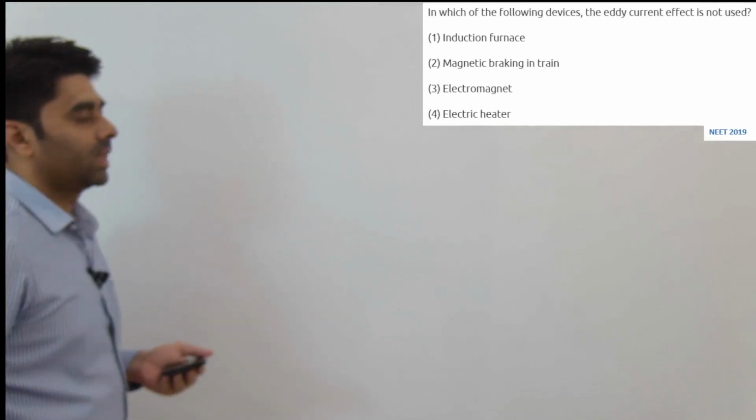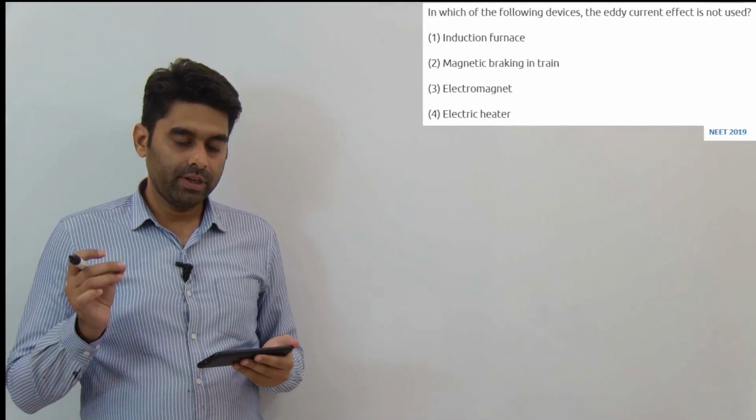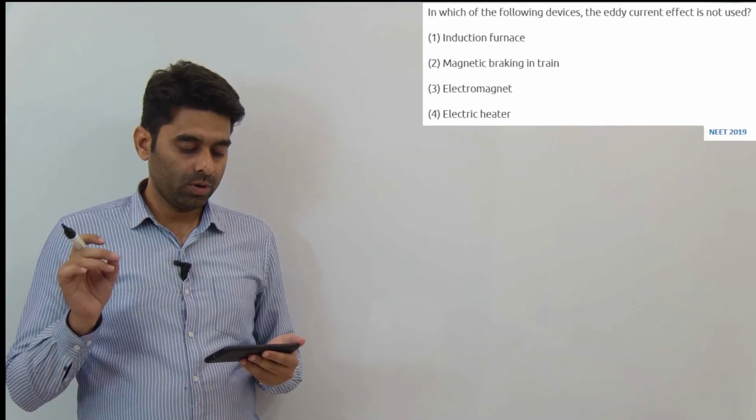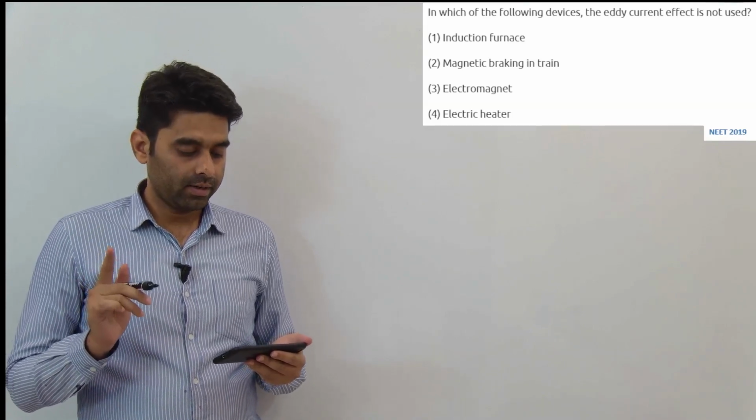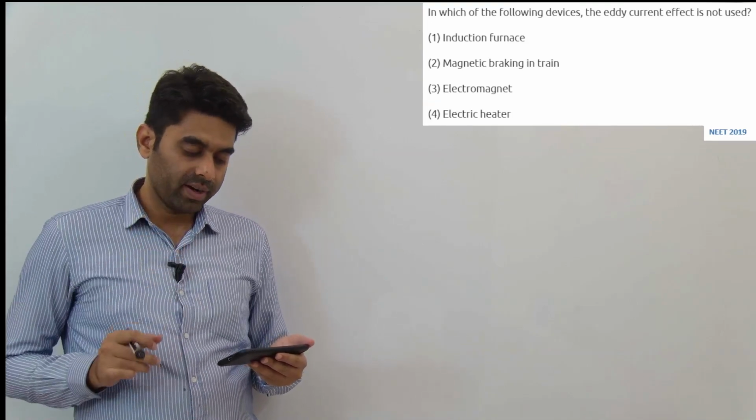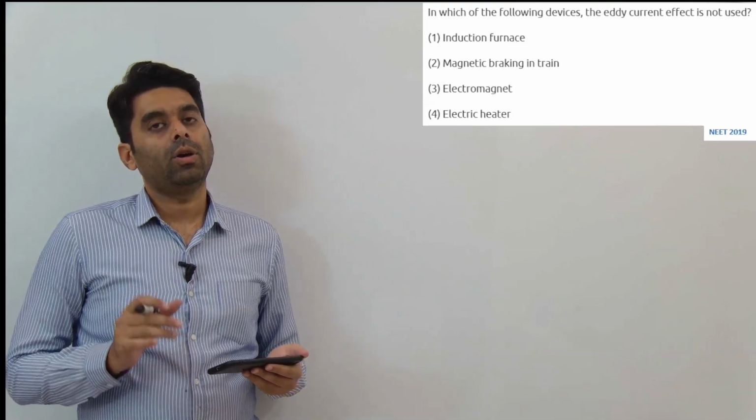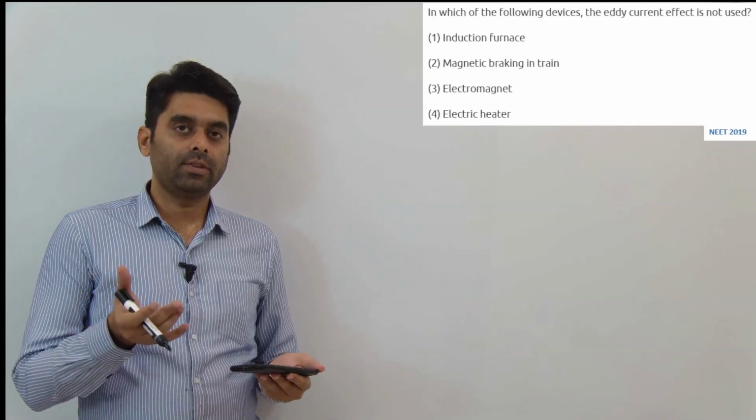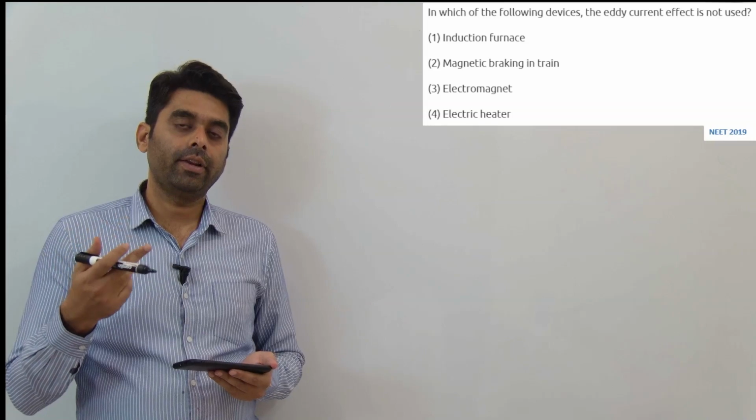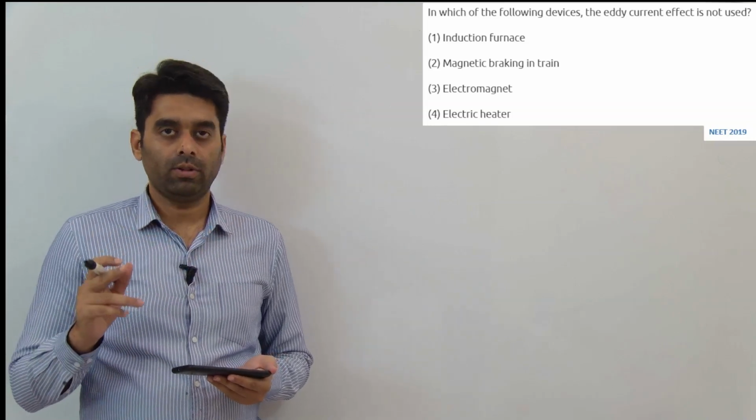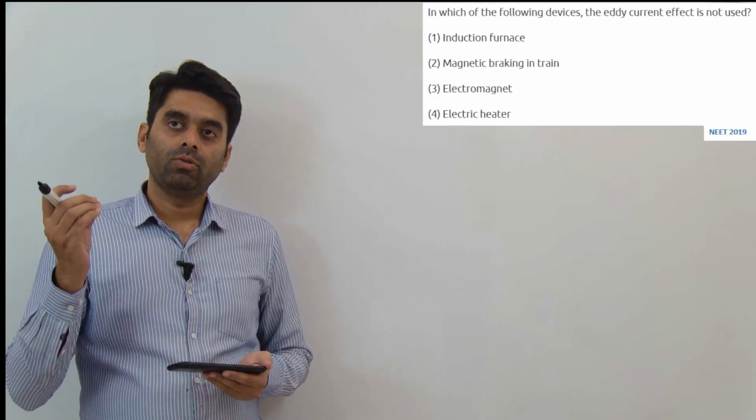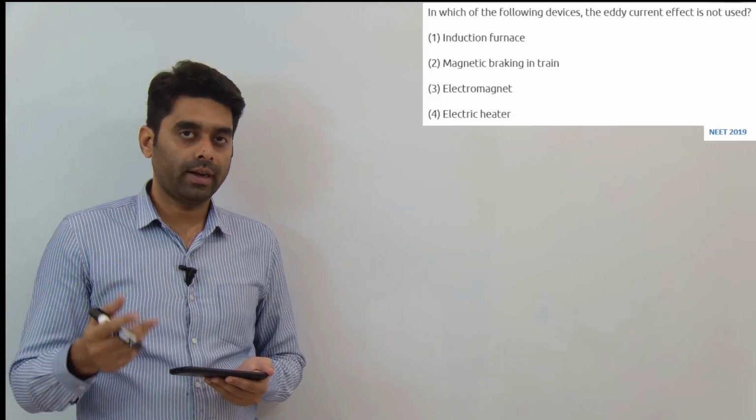Next, we have a theoretical question. It says, in which of the following devices the eddy current is not used? First, induction furnace, second, magnetic braking in the train, third, electromagnet, and fourth, electric heater. Out of all these four, this is a theoretical NCERT question. The fourth option, that is electric heater, works on Joule's heating law. That means I square RT is our relation, right? So, fourth is your correct answer.